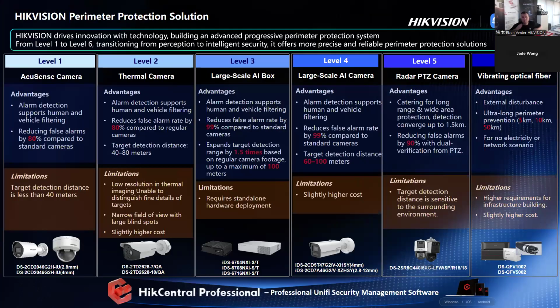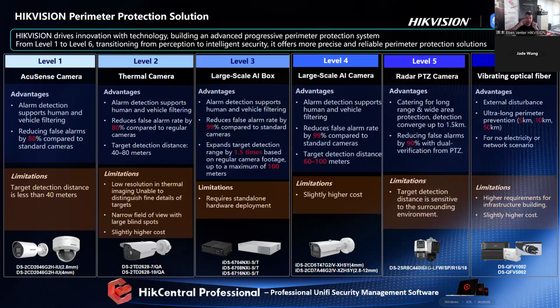So as I mentioned, for that perimeter protection, there are different levels. Starting off with level 1, using normal AccuSense cameras. Yes, you get about 80% accuracy and about 40 meters using that VCA detection. But you are limited in what you can do there. Then you have your level 2, using thermal cameras, but again 80%, and that's between 40 to 80 meters. But again, price-wise in that category.